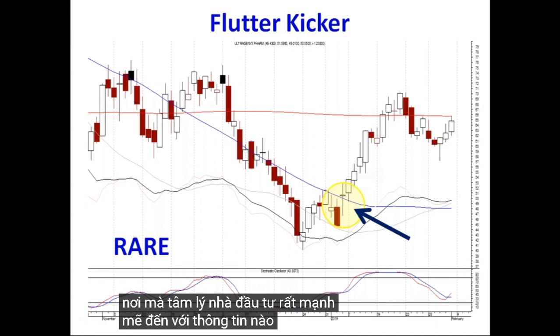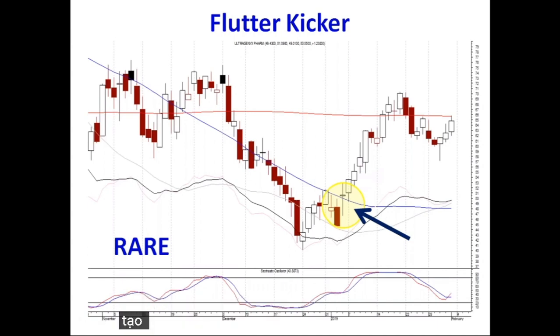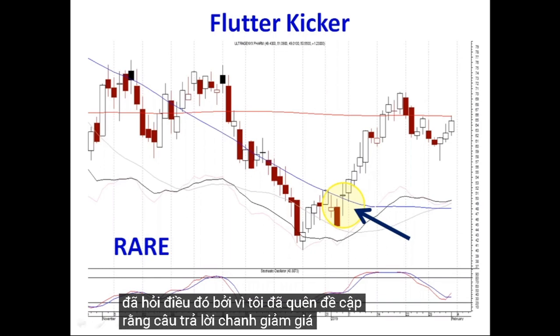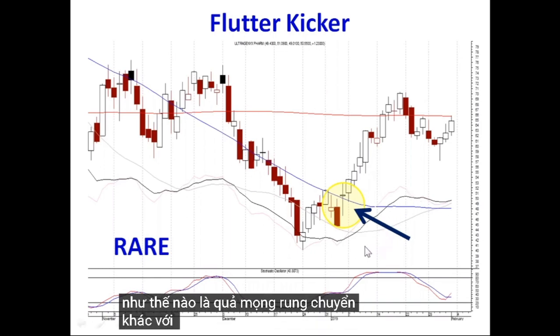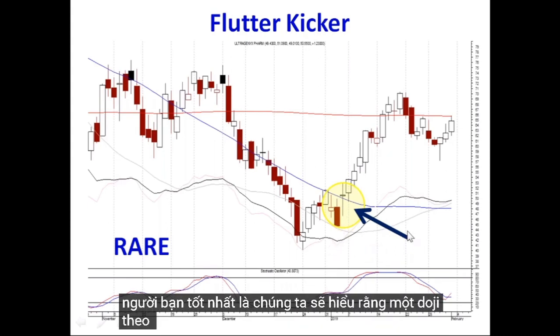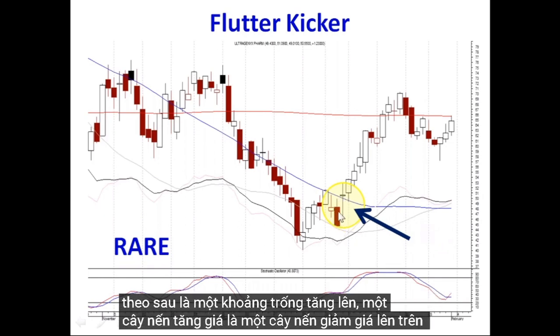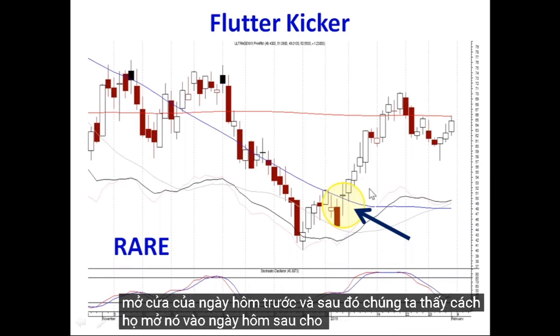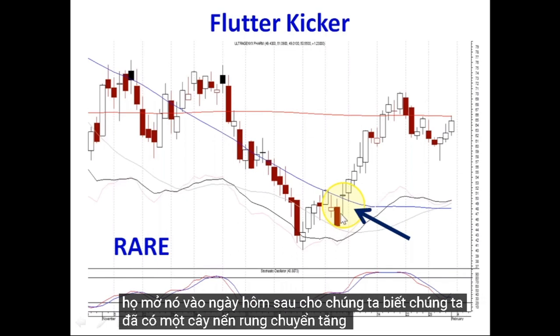What information generates the T line? I'm glad you asked that because I forgot to mention that. But first, let me answer this: how is the bearish flutter kicker different from the best friend? The best friend is, we'll get to that, a doji followed by a gap up. A flutter kicker is a bearish candle, a gap up above the previous day's open, and then we see how they open it the next day, telling us we got a bullish flutter kicker.